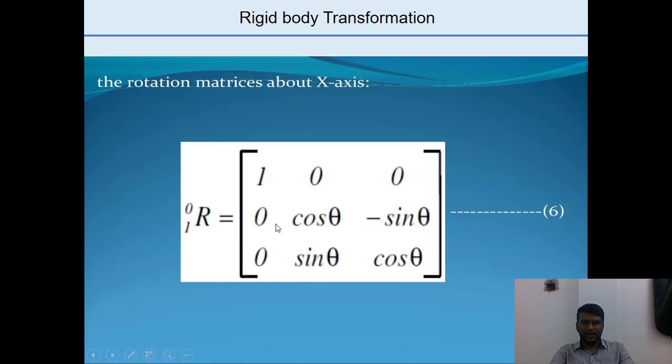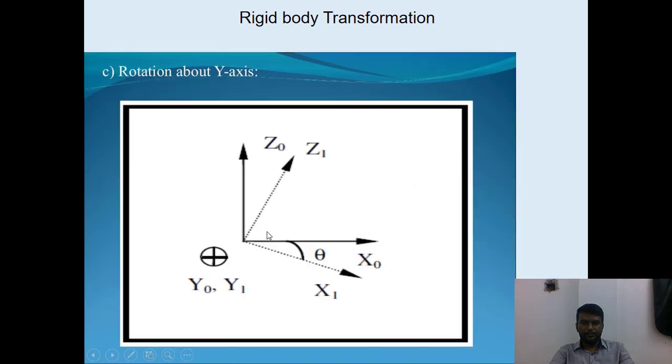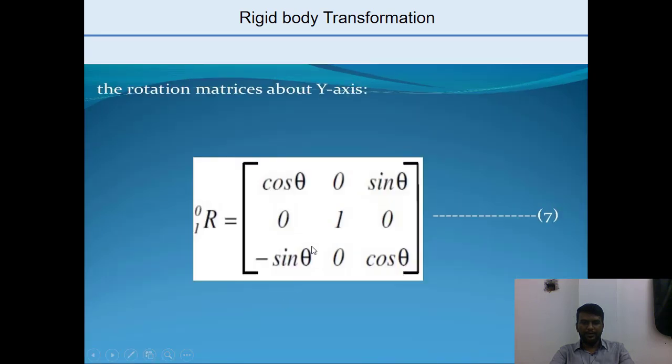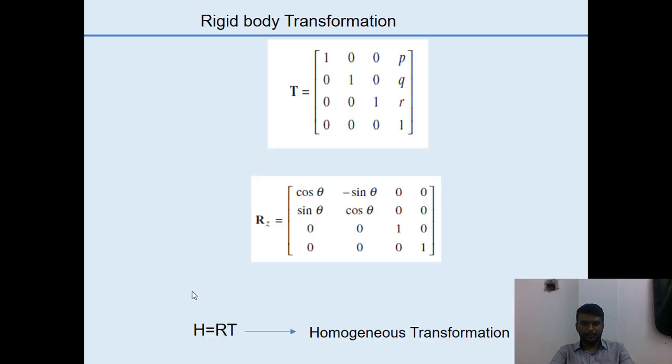If it is the rotation about the x axis, it can be written like this. Rotation about the y axis can be written like this. You have to remember these three matrices of rotation about the x, y and z axes. We can derive these also separately, but you just have to remember them so that you can do it fast.